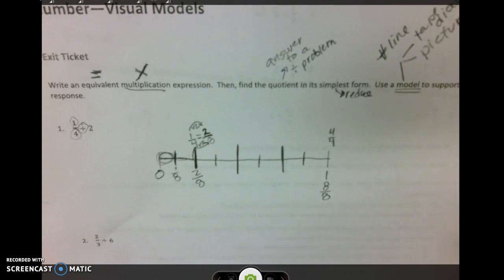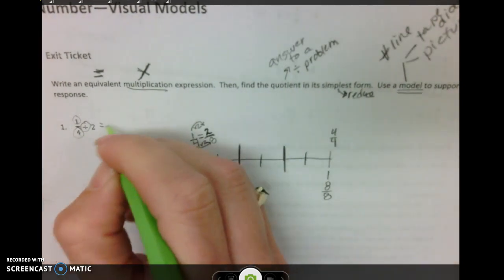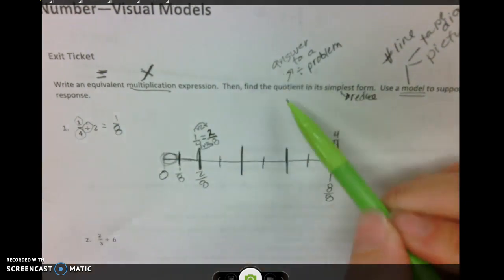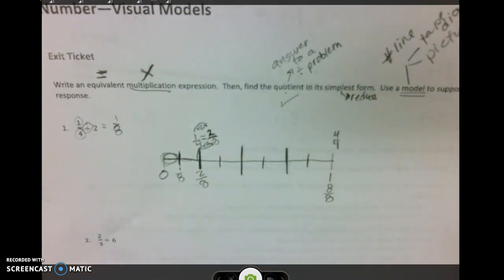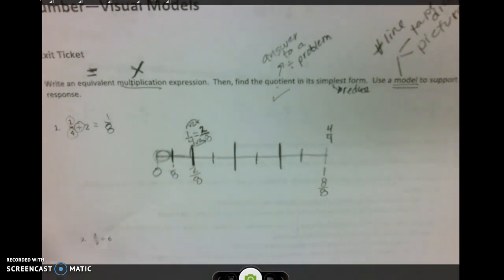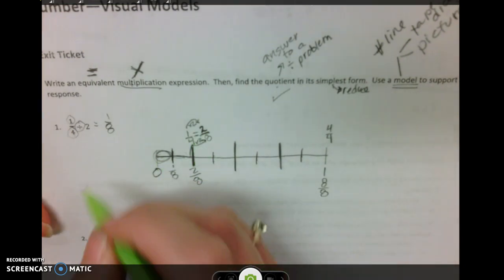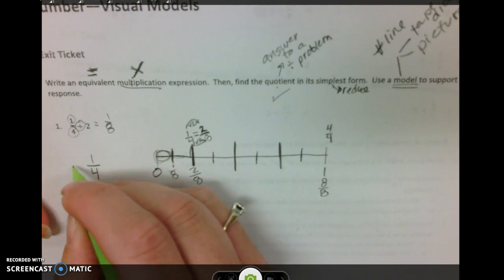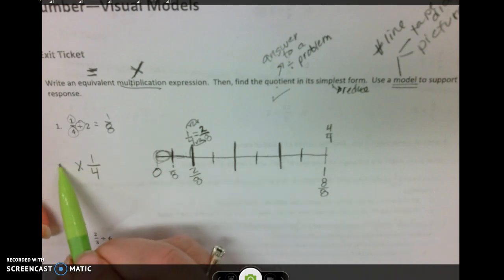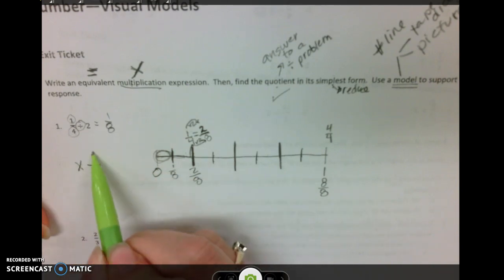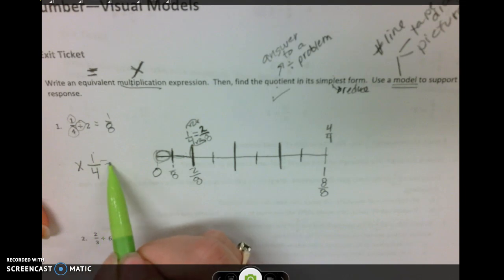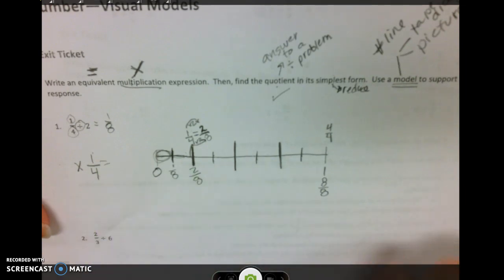So let's think about what our multiplication problem would be. So we know that our quotient is 1/8. So we found the quotient, the answer to the division problem. We need to write the equivalent multiplication expression. So what I would look at here is, how big was my group? Well, the group that I had was 1/4. So that goes here because I need a part of 1/4 equals. That's what a multiplication statement is.